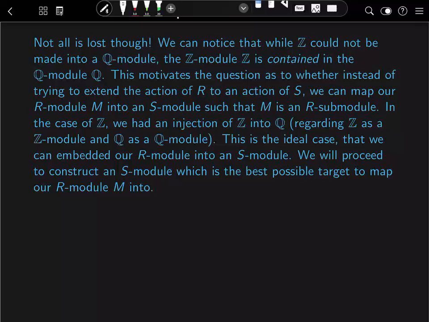So we're going to proceed to construct an S module, which is the best possible target to map our R module M into. And by best possible target, what we really mean is that it's going to satisfy some universal property that we're not going to cover in this video. But the universal property has to do with maps from, we start out with our R module M, and we have a canonical map into what we will show to be our tensor product, which is an S module, and then all other maps from M into S modules will factor uniquely through our canonical map. But we'll save that for another video.